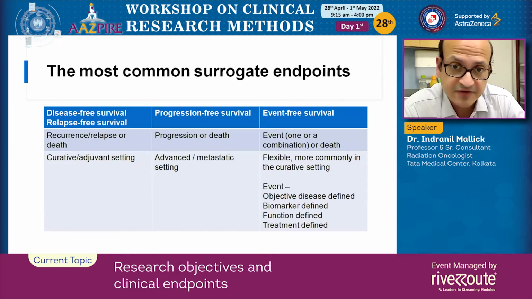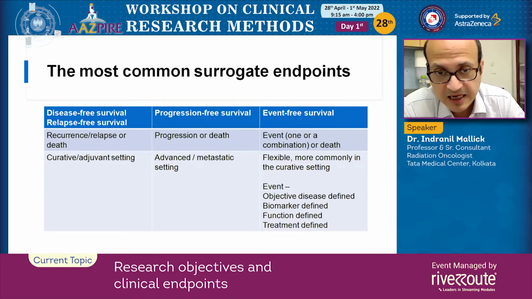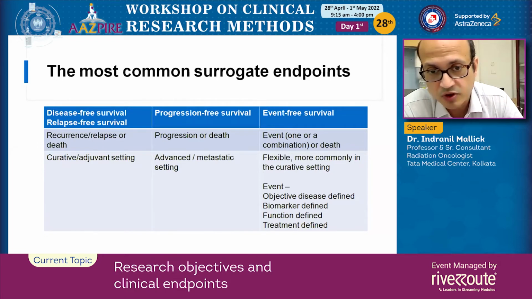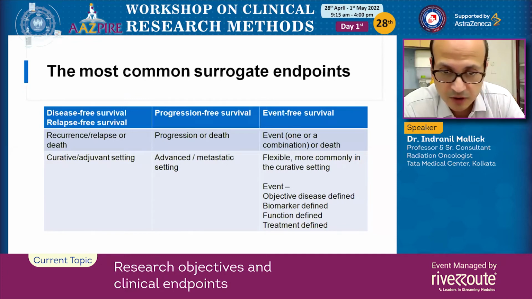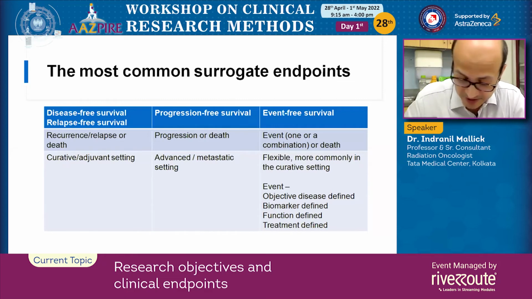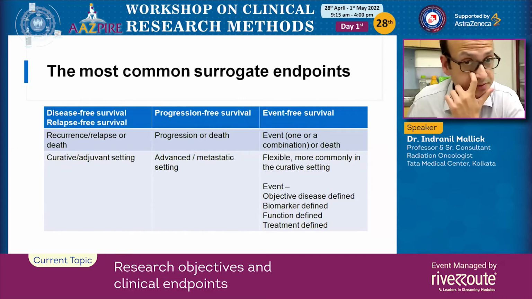We also have several more, so-called smart or more modified outcomes, which come under the purview of event-free survival. And an event could be anything. An event could be any event or death. They afford certain flexibility. It is more commonly used in the curative setting. An event could be defined by an objective disease. It could be defined by a biomarker or a certain test rising beyond a certain threshold. It could be determined by function, that is, is the patient able to speak, or does the patient have a functional stoma? It could be defined by the requirement for a certain treatment.